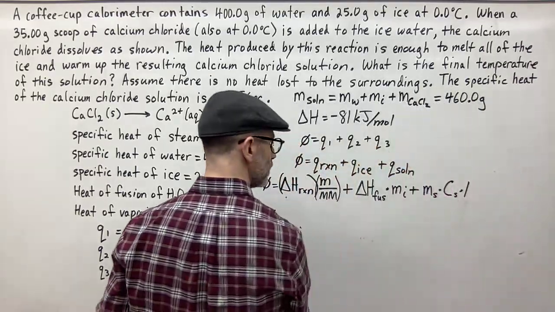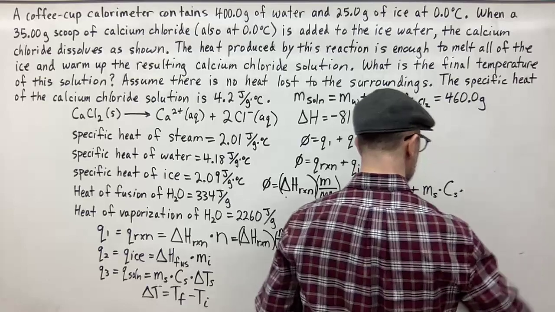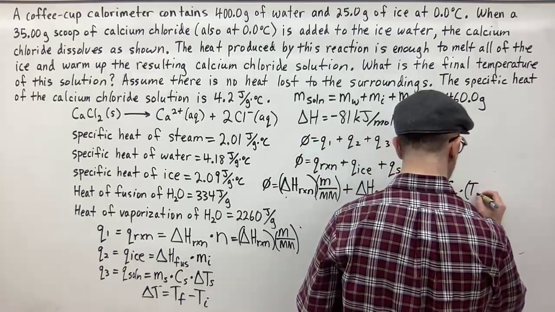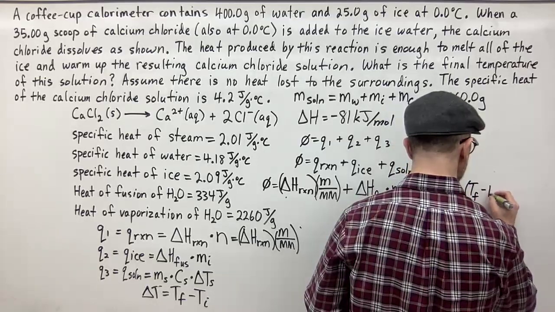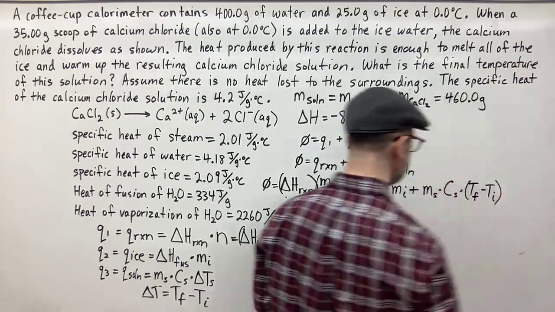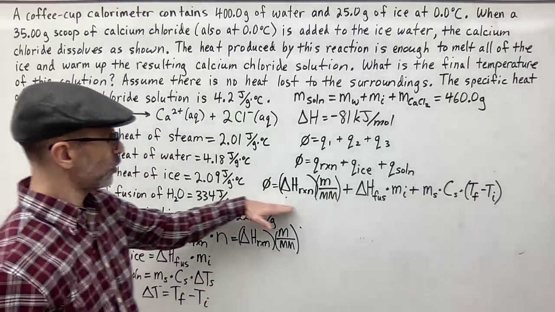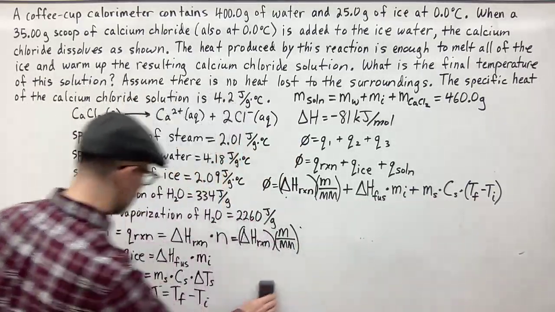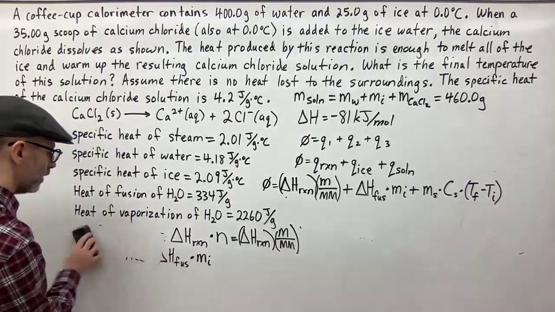And again, delta T is going to be final minus initial. So let's go ahead and put that in. Final temperature minus the initial temperature. And so here's my equation. So now I don't need this anymore. I can get this out of the way.